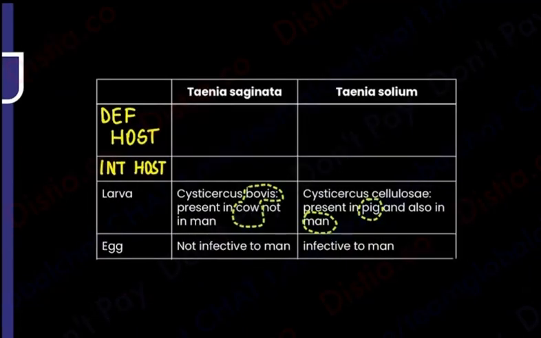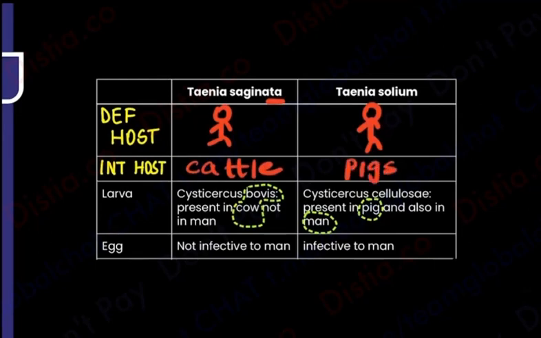Host we already know, ma'am. The definitive host of everything is going to be humans, but the intermediate host is different, no? Taenia saginata, it has cattle. Cattle is going to be for saginata and pigs are going to be for solium. Okay? Cattle, saginata and pigs are solium. Okay, so I've understood. Now you'll say that every organism has two things. It has a larva and it has an egg. So what is the name of their larva?